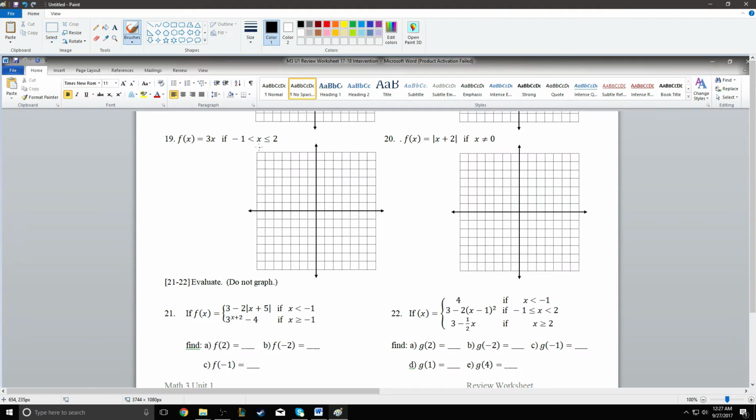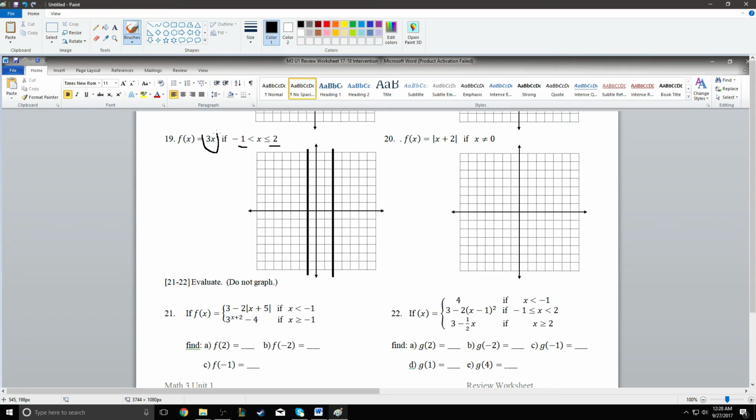Okay, 19. So this says between -1 and 2. So I can only graph this function between these 2 points. Okay. So at -1, I'm gonna put a point or like a line, so I know not to graph on the left side of that point. And at +2, can't graph on the right side of that point.